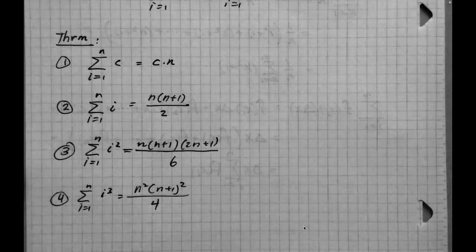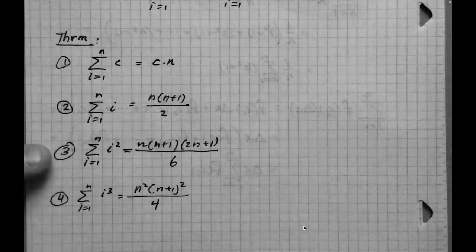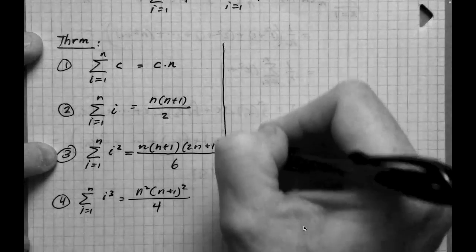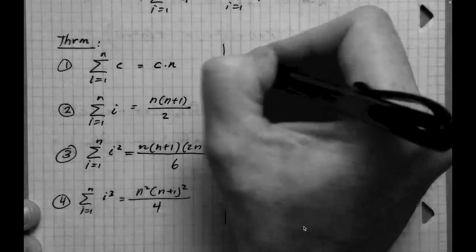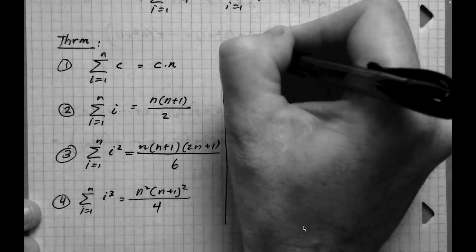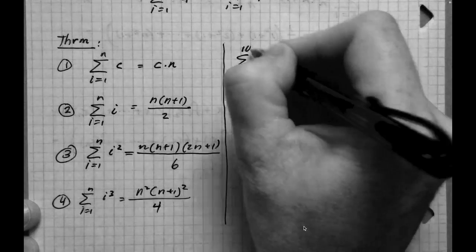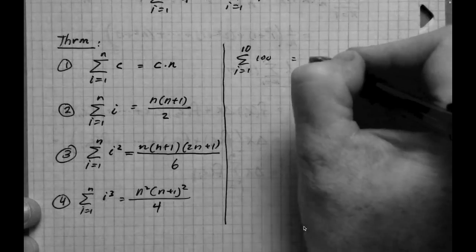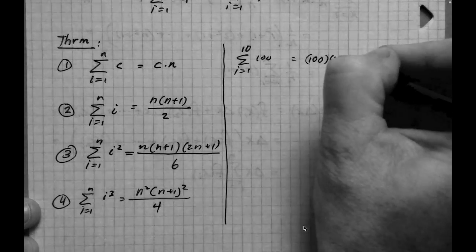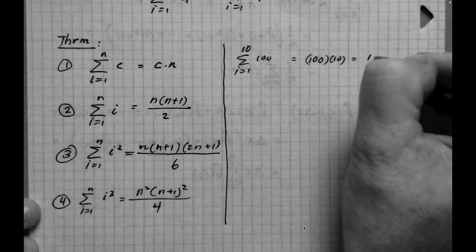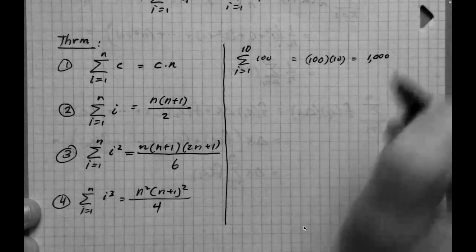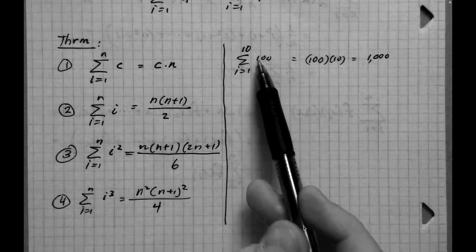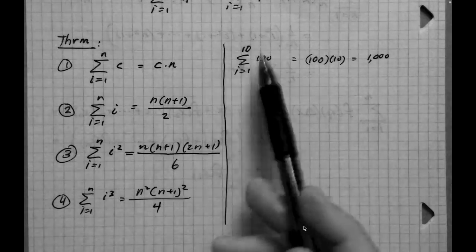So let's do a very quick example of each of these. We'll just put a little example off to the side for each. So the sum of i equals 1 to 10 of 100. Well, that's just 100 times 10, so I guess that's 1,000. Now remember, this is just 100 plus 100 plus 100, 10 times.